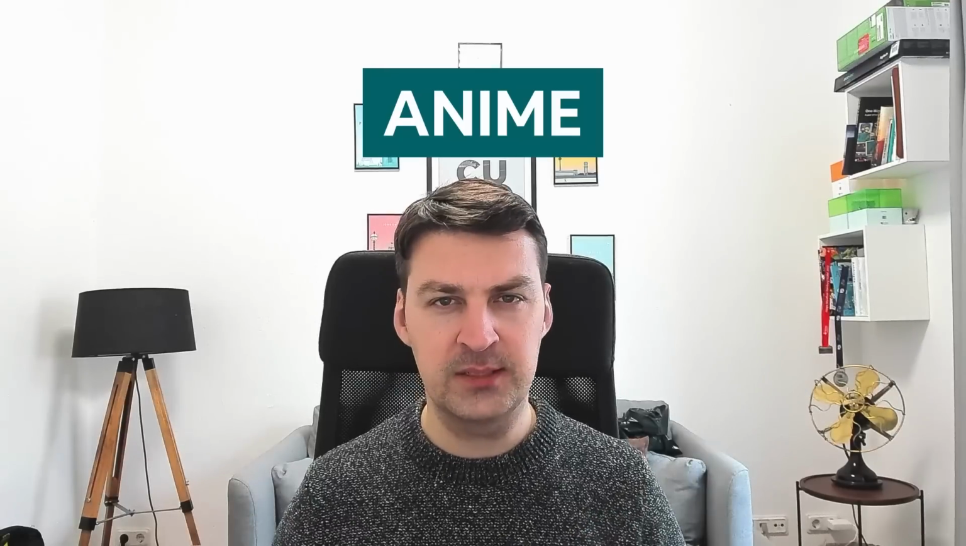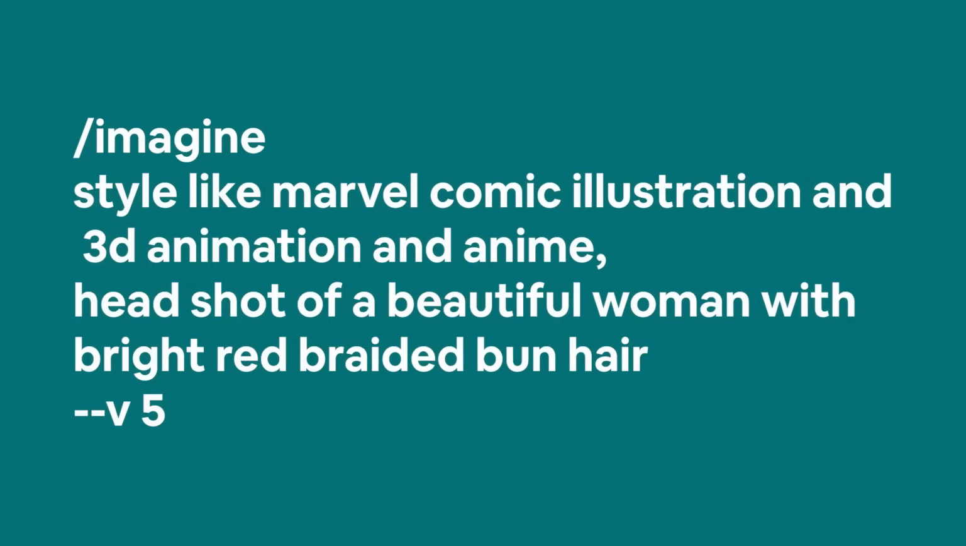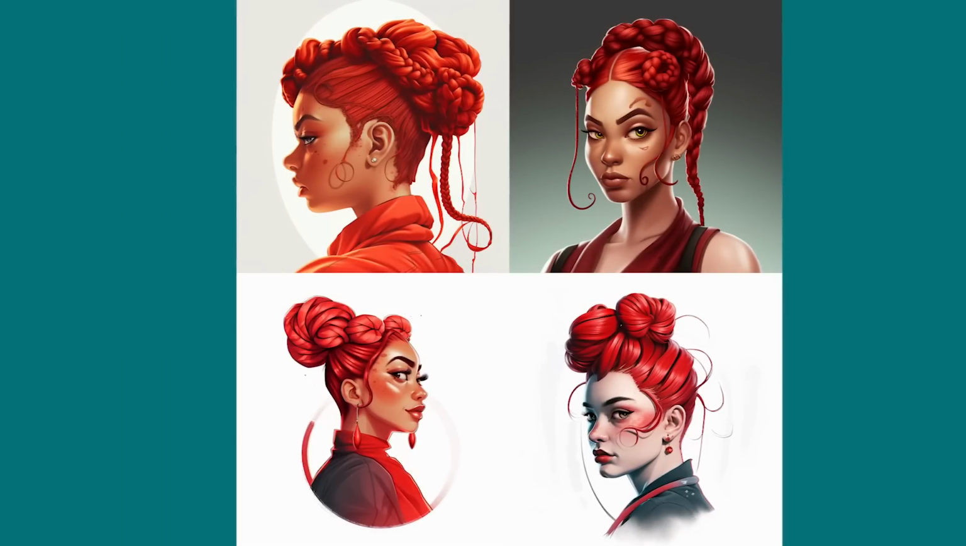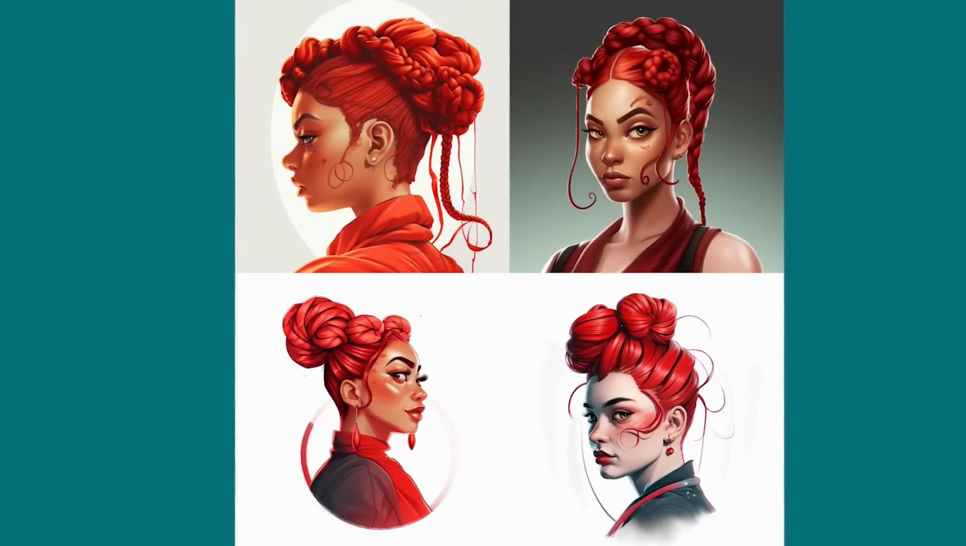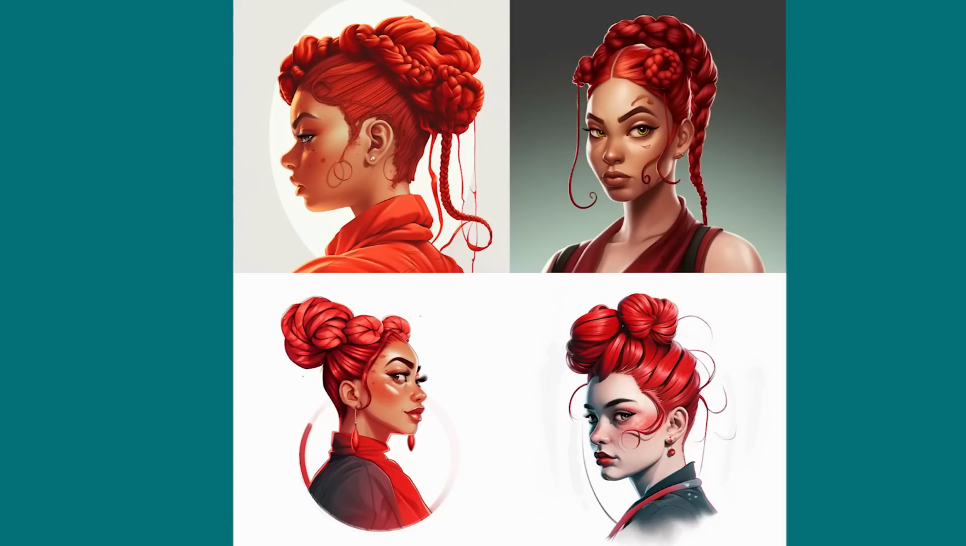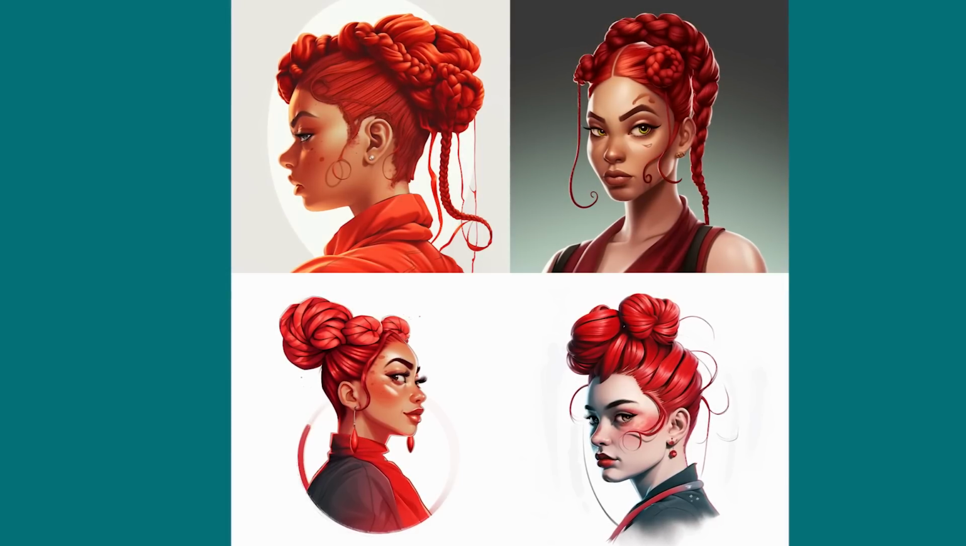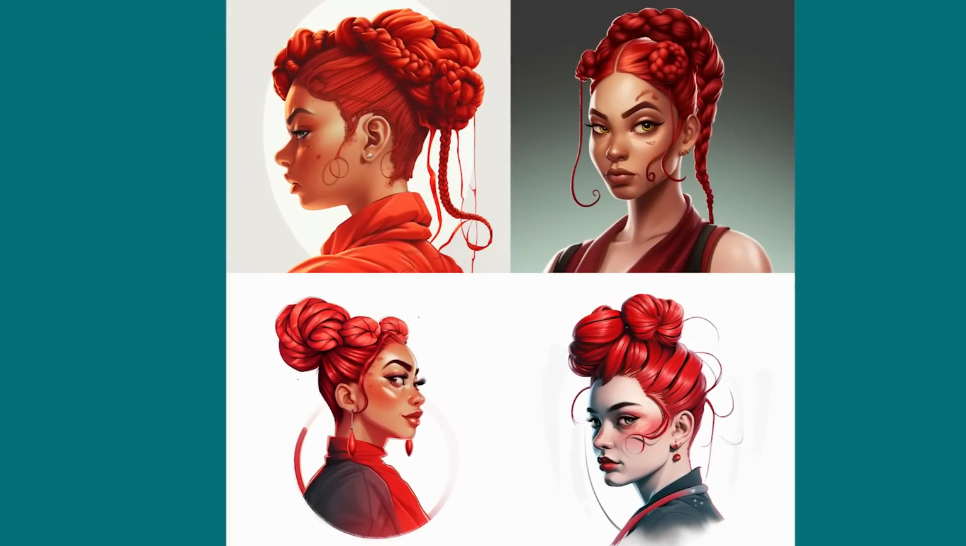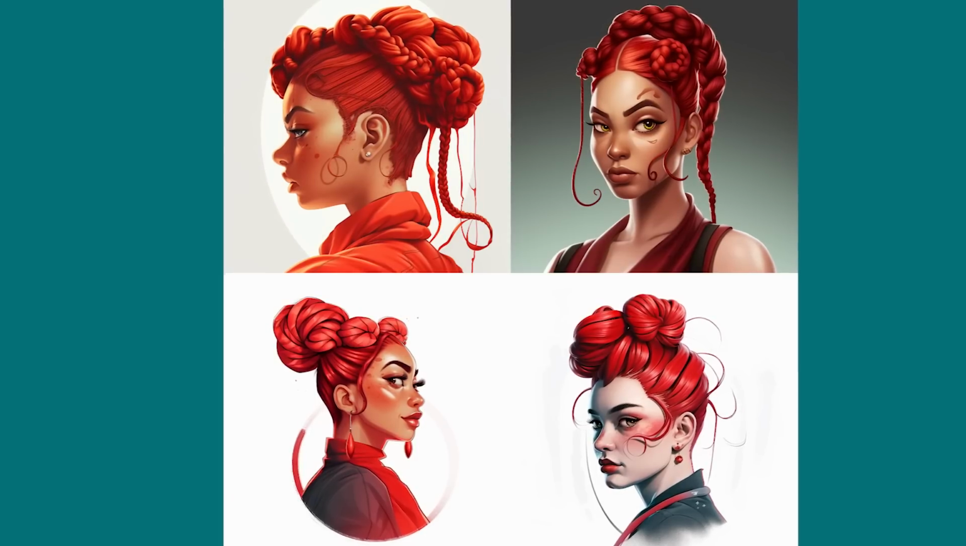So what if we add anime into the mix? Imagine style like Marvel comic illustration and 3D animation and anime, and then followed by the rest of our prompt. As you can see, I've added anime to the prompt. And here's what the images look like. I would like to point out that we're finally seeing a lot more people of color when we're using prompts that use the word beautiful. These women may not look anything like Carla. However, the latent bias of some of these AI models is clearly being addressed.